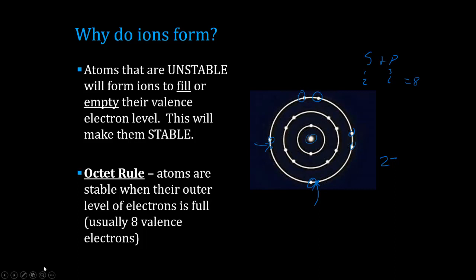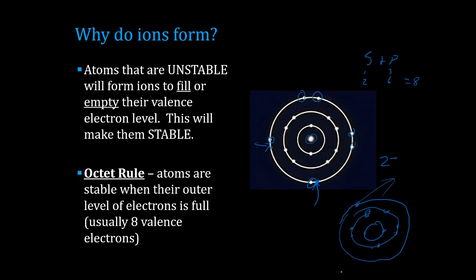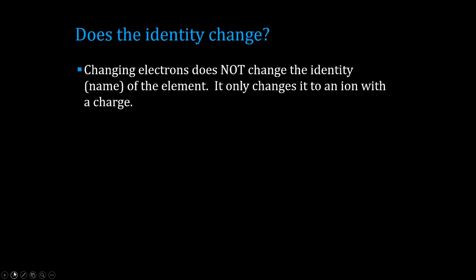Why would they lose electrons? Well, instead of having an abundance of electrons out here, say you had your first 2 electrons and then you had your next 8, 2, 4, 6, 8, and then on my outer energy level I had 1 or 2 or 3 of these, it's easier to give that one away than fill in all the empty spots. And then I just have this shell here that does have its 8 valence electrons. So does the identity change? No, because the protons don't change. It only changes to an ion. Now ions do have different properties than the atom that's neutral.